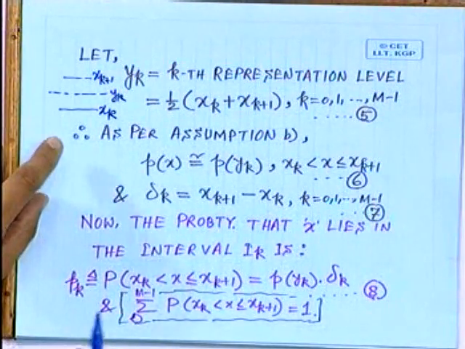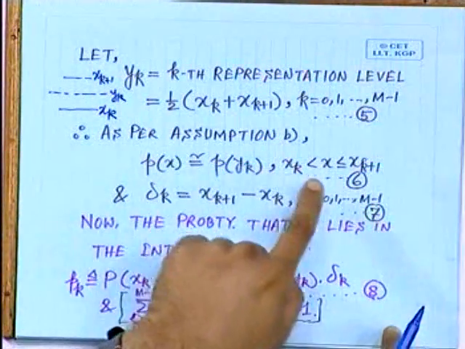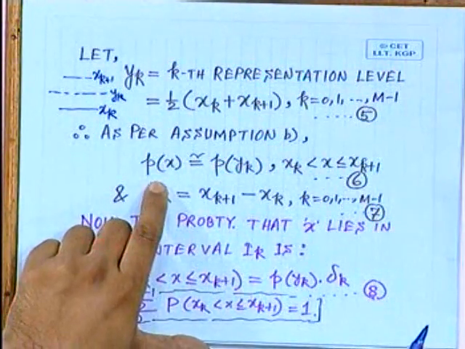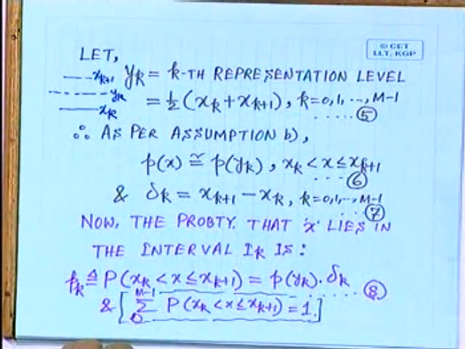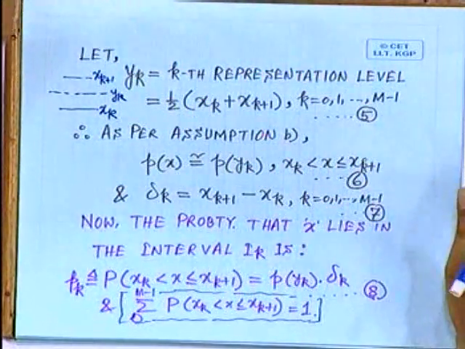Now, because within an interval we have assumed that the PDF is constant, as per that assumption we can write the PDF. Sir, this yk is equal to half of xk plus xk plus 1. Is it used only for a uniform quantizer? No, I am using the level k. For any interval, I can find the midpoint by this expression. K may be anywhere between 0 and m minus 1. So both xk and xk plus 1 will be mapped to yk. This is the kth interval, so the sample value will be quantized to yk.